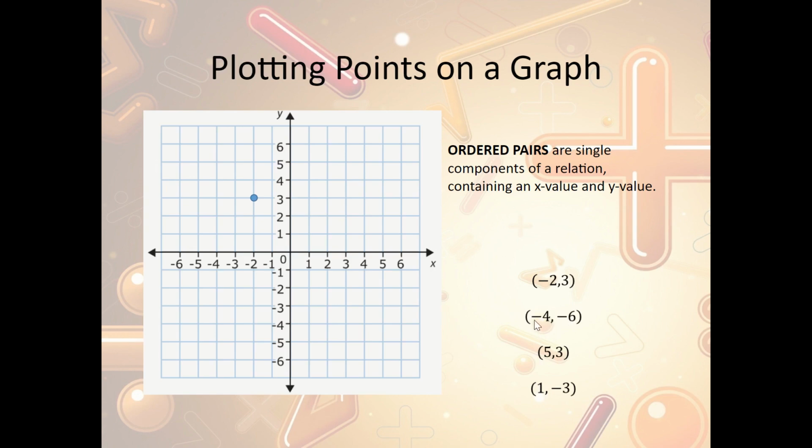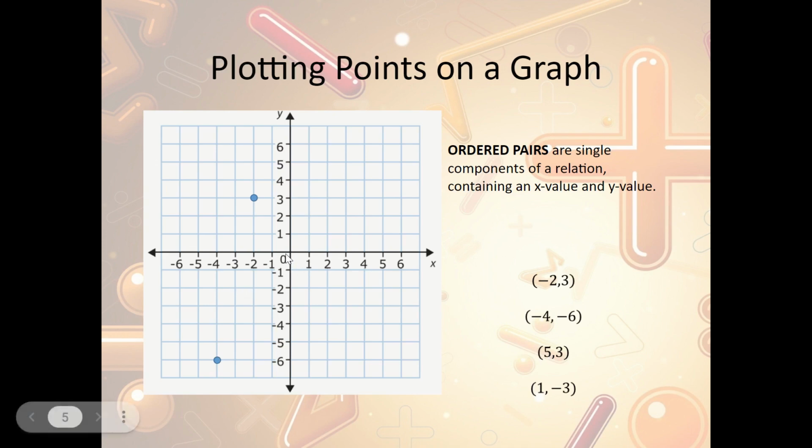Then we have -4, -6. Well, -4 on my x-axis, so I'm going to go find -4 on the x's right there, and then negative 6. So I'm going to go down and find negative 6, which is here, and plot that point. Then I have 5, 3.